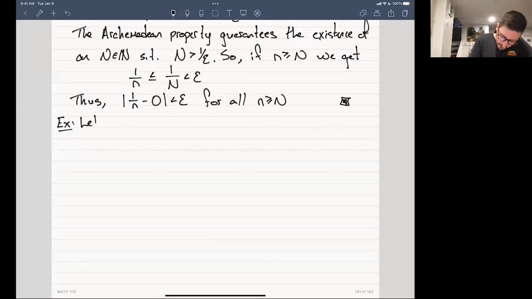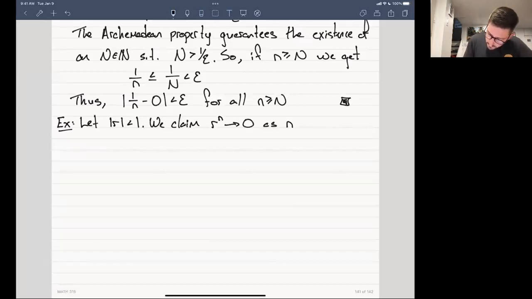Let r be less than 1 in absolute value. So it's between -1 and 1 exclusively. And in this case, we claim that if you continually raise this thing to a power of a natural number, this converges to 0 as n goes to infinity. Okay, so for example, 1/2, you take consecutive powers of 1/2, it becomes a half, a quarter, an eighth, a 16th, a 32nd, a 64th, 128th, and so on and so forth. It gets small very, very fast, right? This is what's called a geometric sequence.